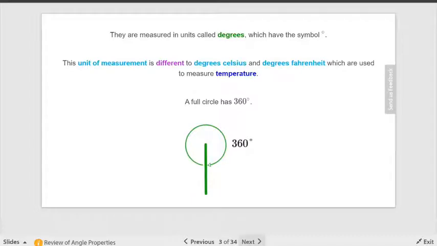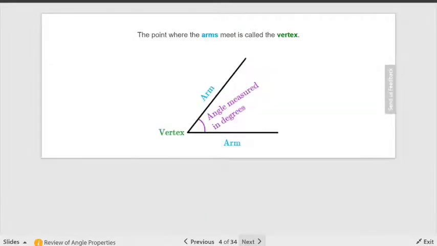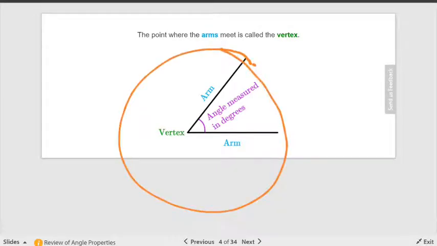So think about it. A circle represents how many degrees all the way around? 360. And angles are just pieces of that circle. So if you think about a circle drawn around this, all the way around the circle is 360. What we're measuring is from this point to this point, so we're measuring that angle as if it was the center of a circle.